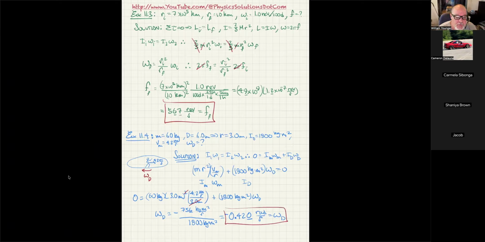Any questions on that one? Again, your book chose to say that was I m omega m minus I d omega d, even though they use different symbols, but they use the minus just so they'd get a positive answer. You can leave the plus between them because it really is the summation of them that you're doing, and then the negative will just show you that one's pointed one way and the other one's pointed the other way. Any questions before we go on to example 11.5?